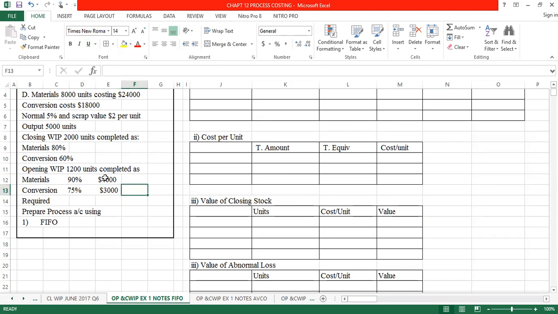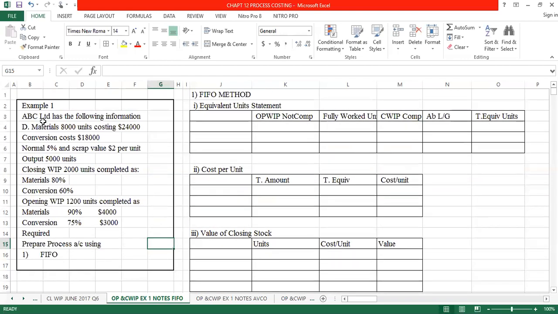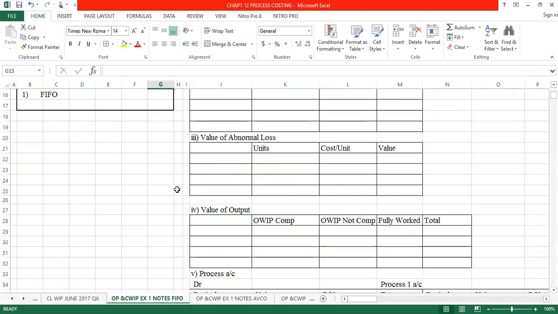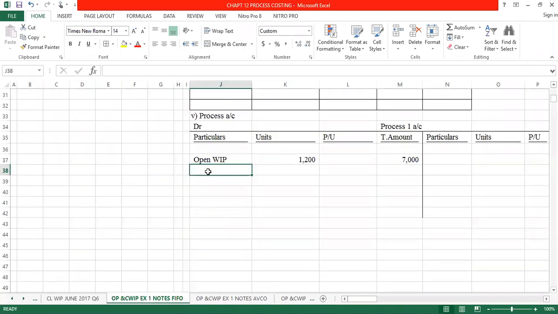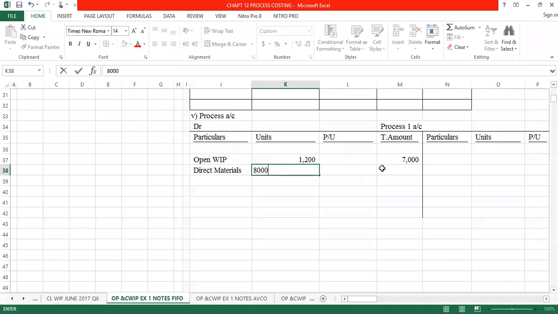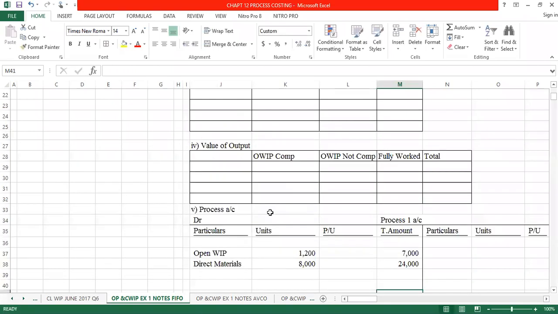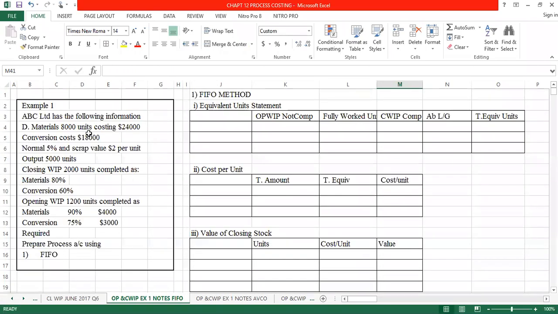Okay, it's not possible to put it there. So now here what we have posted is the opening. So we go back. ABC Limited has the following information. Direct materials, 8,000 units costing 24,000. So we'll come next and post direct materials. It is 8,000 units costing 24,000. I hope I've picked it right. We have posted that.